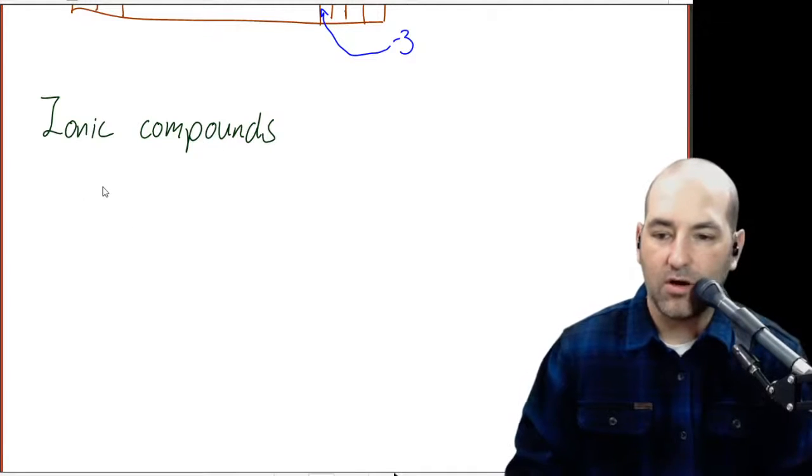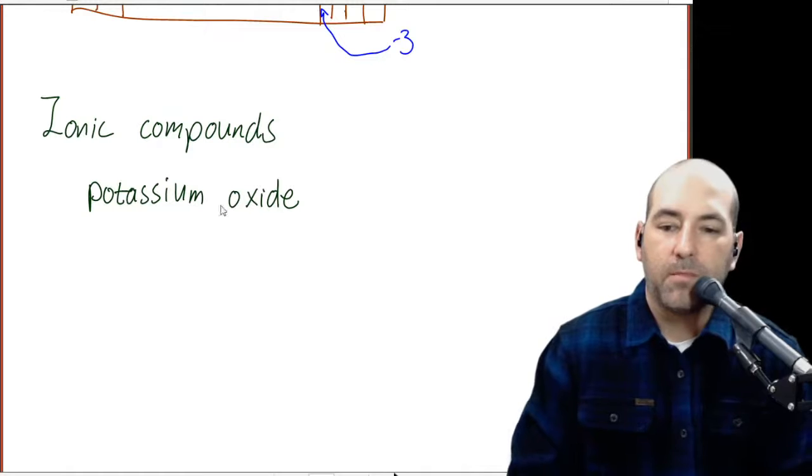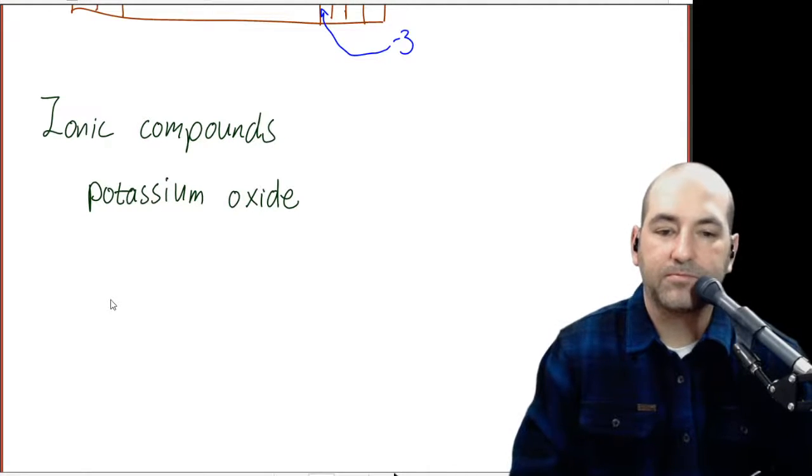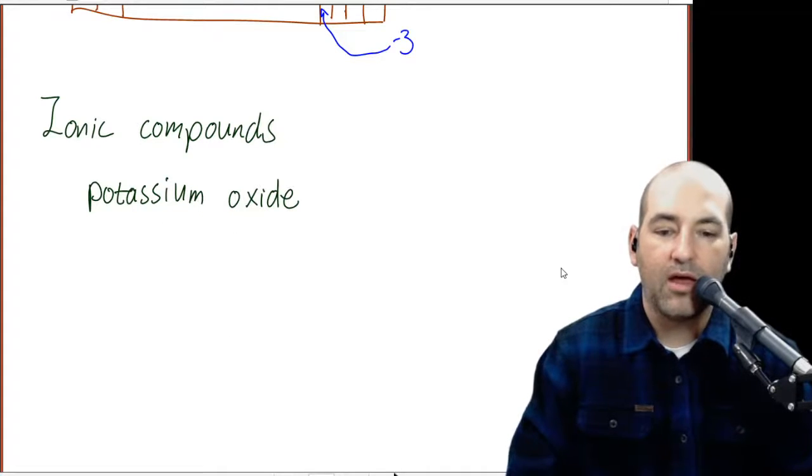Let's say I wanted to know the formula for this ionic compound, potassium oxide. Potassium oxide is an ionic compound. We can tell it's ionic because it contains a metal and a nonmetal, and we want to write down what the chemical formula for that would be. To do that, we need to know the symbols of both of these ions, but we also need to know their charges, because depending on the charge, they will have different ratios to be able to be neutral.